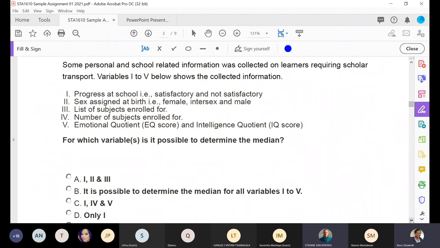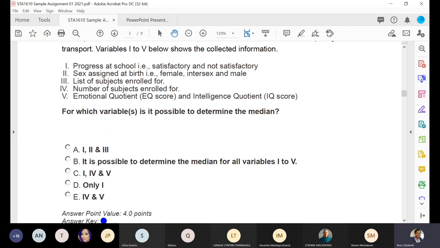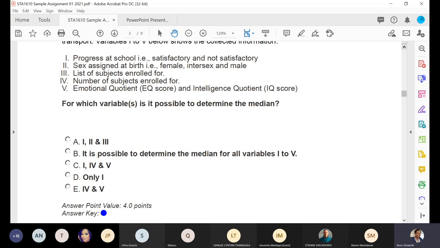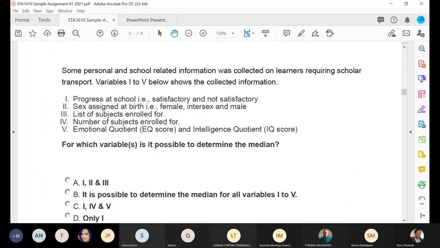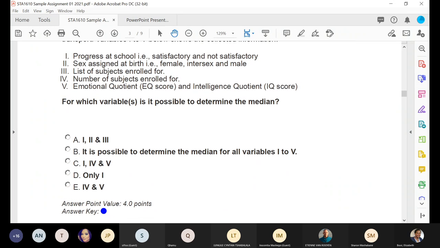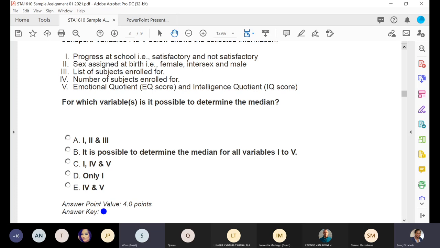So I'll ask, how do you calculate the median? The median is the middle value. You can calculate the median from numerical values. I think 5. Is it E again?